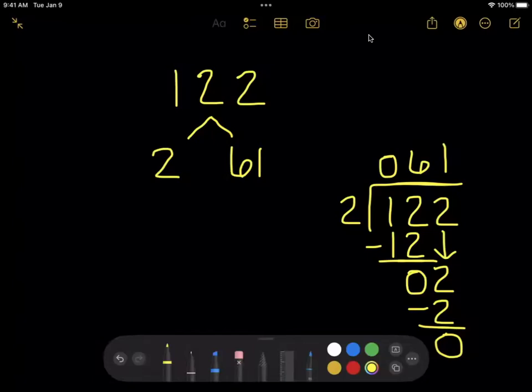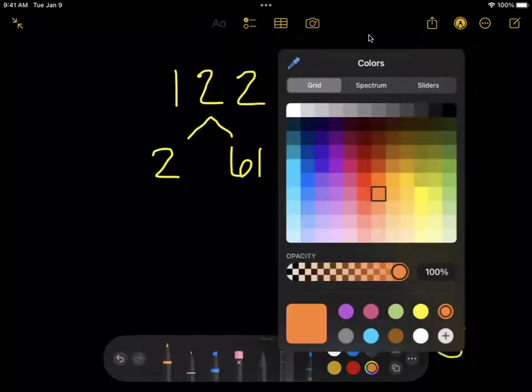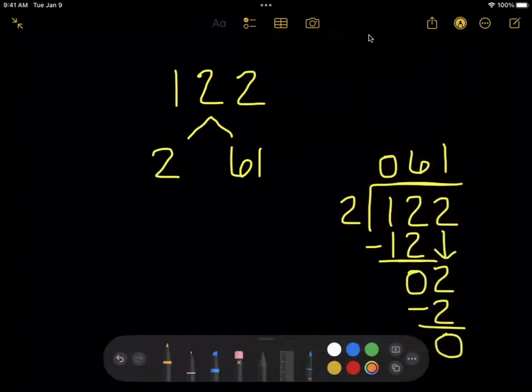So now I need to look at these numbers and decide if they are prime numbers. Well, we know that 2 is a prime number because the only way to multiply and get 2 is to do 1 times 2. So it's definitely a prime number. So I'm going to go ahead and circle that. Now I need to look at 61 and decide if that's a prime number.